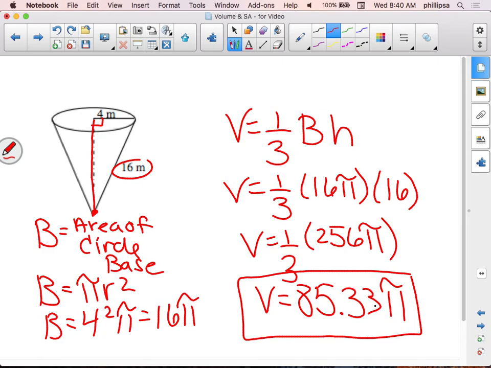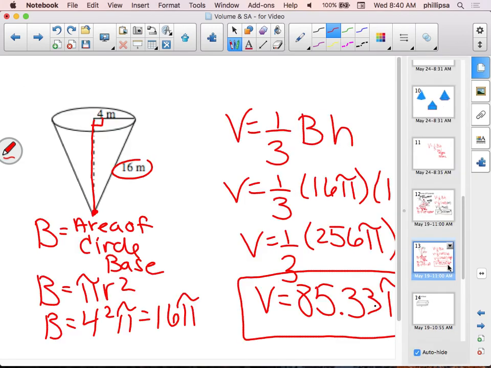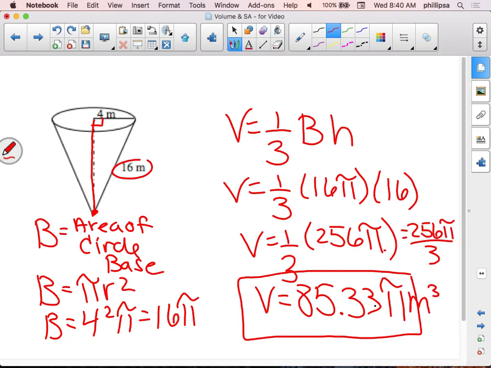Okay. Leaving it as 256 over 3 would be acceptable too. So if you wanted to, 256 pi over 3 would be totally acceptable. Okay. Oh, and we should include our units, so meters cubed. Okay, and that, I think, should sum it up for a pyramid.